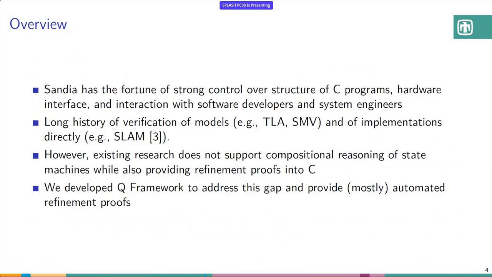So to this end, we've developed the Q framework, and I might just refer to it as Q. Q framework is a little bit less ambiguous if you Google, to address this gap and provide a mostly automated refinement proof into C.